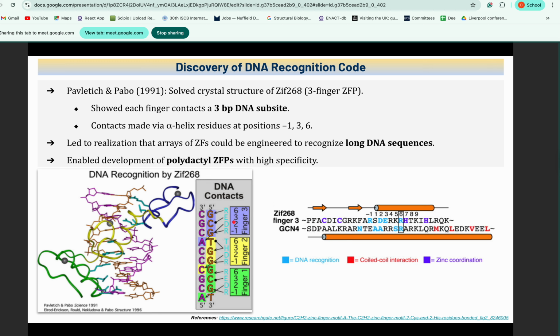Now, how is it binding? These are the protein residues which I mentioned, REDR. R means arginine. Arginine is one of the amino acids present in the protein. As I mentioned, positions -1, 2, 3, 6 in the alpha helical region of the zinc finger domain, these residues decide to which DNA nucleotide it will bind. So in this case, arginine, D stands for aspartic acid. These are one letter codes for amino acids.